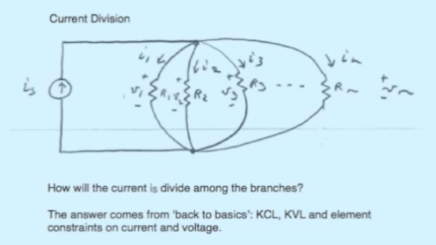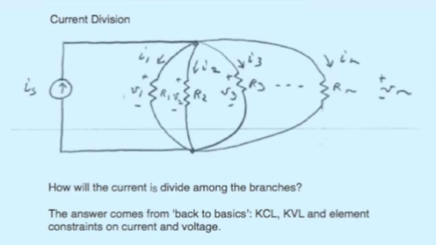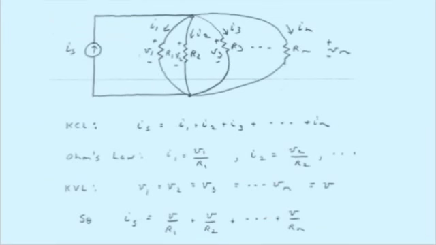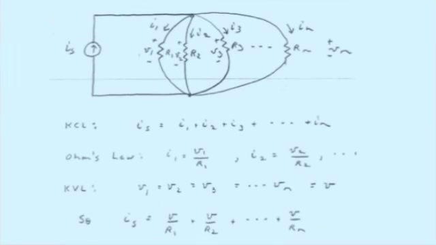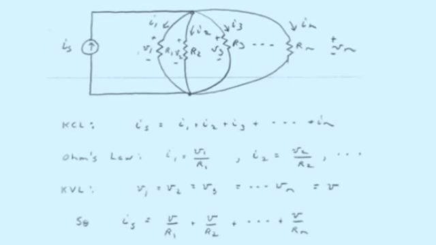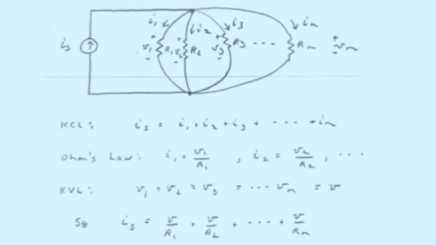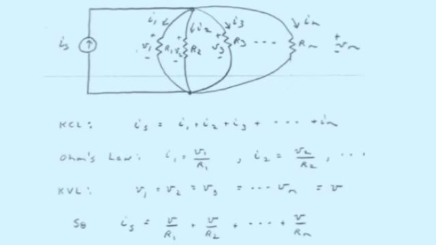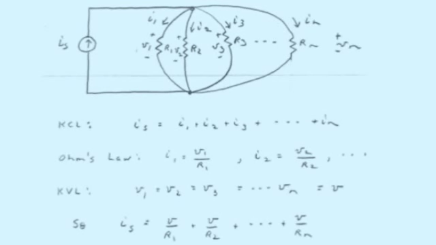To derive that equation, we're going to go back to the basics of circuit analysis, that is, connection constraints and element constraints. By Kirchhoff's current law applied, let's say, to the top node, I sub s will be equal to I1 plus I2 plus I3, etc., until we've accounted for all the branches. By Ohm's law, each resistor current is equal to the voltage across the resistor divided by the resistor value. And because all the resistors are in parallel, they all have the same voltage. That results from Kirchhoff's voltage law. So V1 equals V2 equals V3. Let's call that common voltage V.